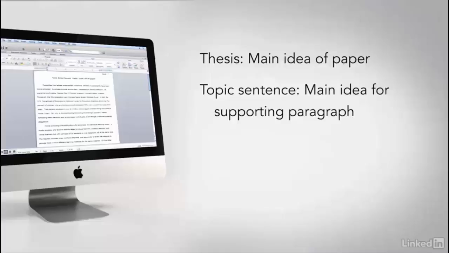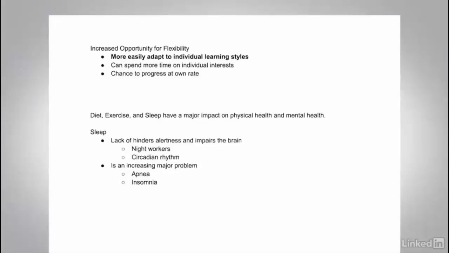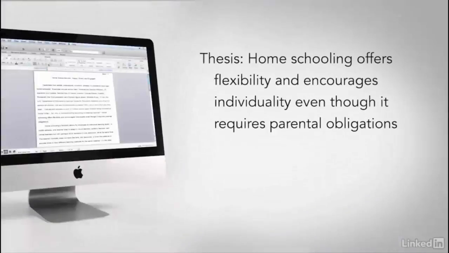The topic sentence should not be too broad nor too narrow, and it must be a complete sentence. The topic sentence is usually, but not always, the first sentence of the paragraph. Our homeschooling thesis and outline show that we will have a major section on flexibility. The thesis statement is: homeschooling offers flexibility and encourages individuality even though it requires parental obligation.